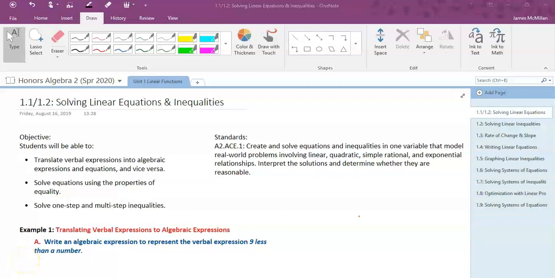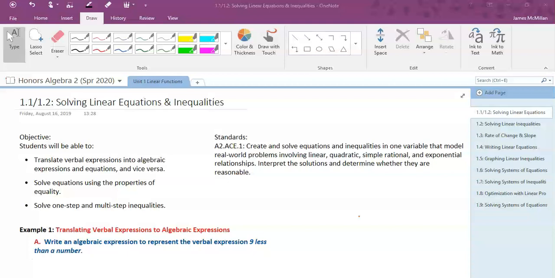Hey there, this is 1.1 and 1.2 for Honors Algebra 2, solving linear equations and inequalities. The objectives here, we've got three. Students will be able to translate verbal expressions into algebraic expressions and equations, and vice versa. Solve equations using the property of equality, and solve one and multi-step inequalities.